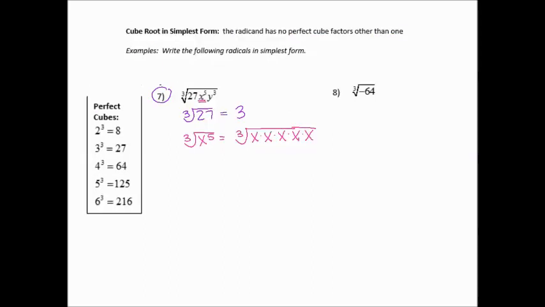So here I want to look for sets of 3 instead of sets of 2. So I have my set of 3 here, which means I can pull out an x. And I have these 2 x's left over. So I have x squared left. It's okay to have x squared there. I'm looking for sets of 3. So that's the cube root of x to the 5th in simplest form.